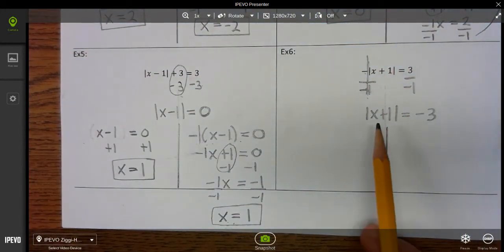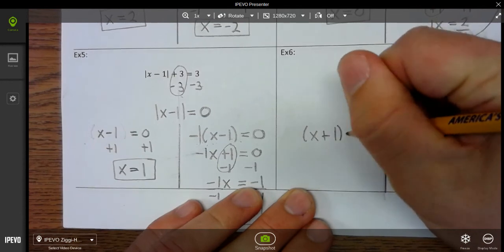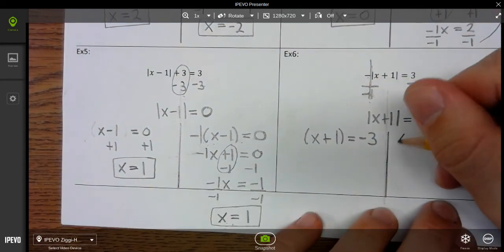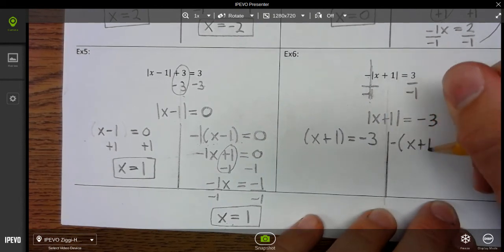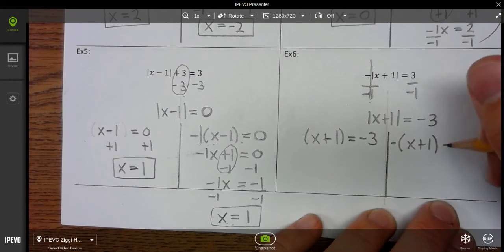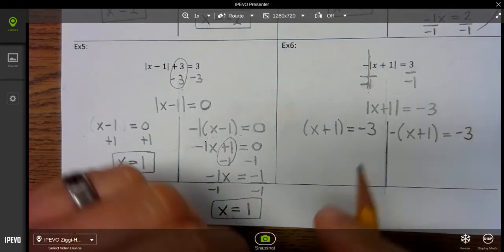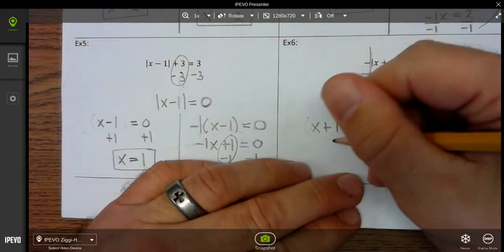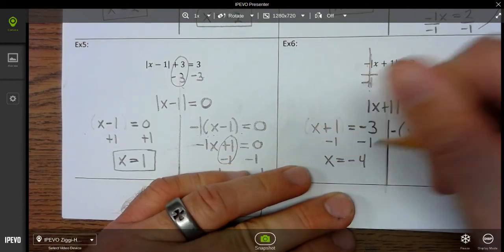So here we have a positive (x plus 1) equals negative 3. And we have a negative (x plus 1) equals negative 3. Here we can see that we don't need the parentheses anymore, and we can just subtract 1 from both sides. So x equals negative 4.